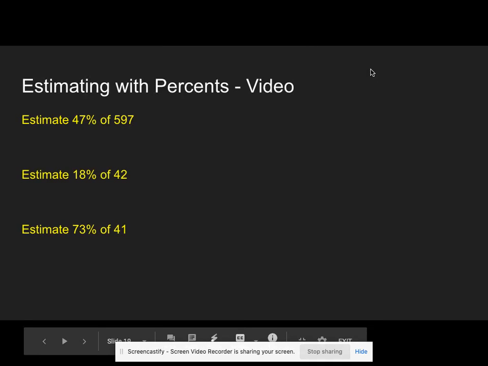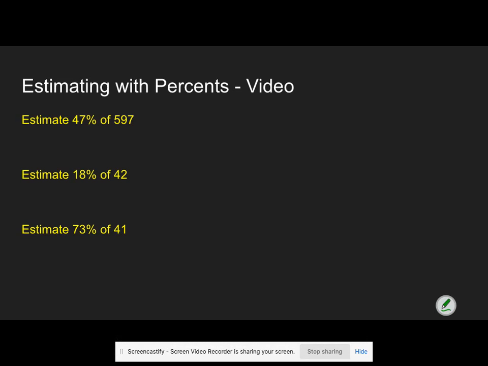Estimating with percents. So we're going to round our numbers to try to make a much easier problem for us to figure out. So we want to get approximately what is 47% of 597. Well, I'm going to change 47% to 50%, and then I would round and multiply. So 600. And I can do this a couple of different ways.